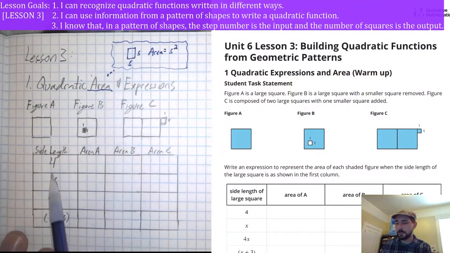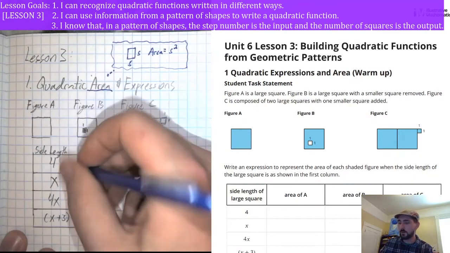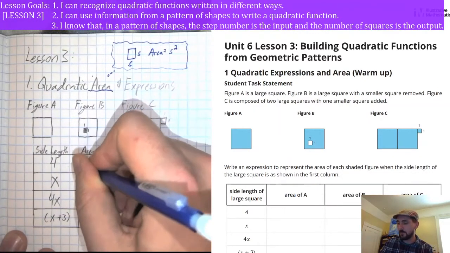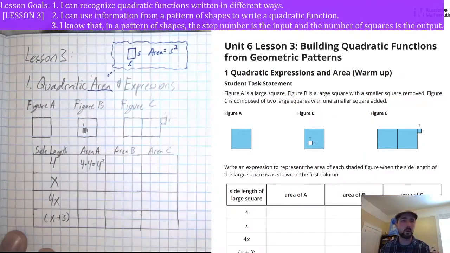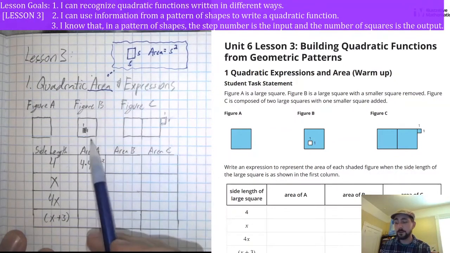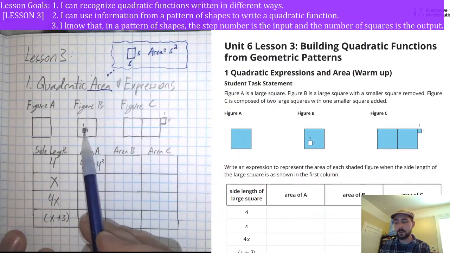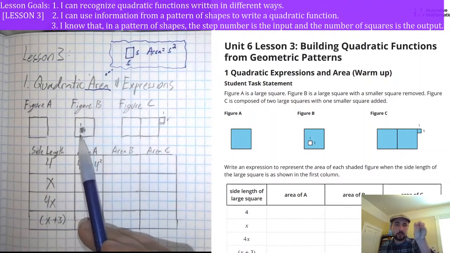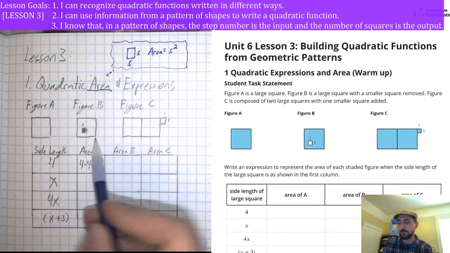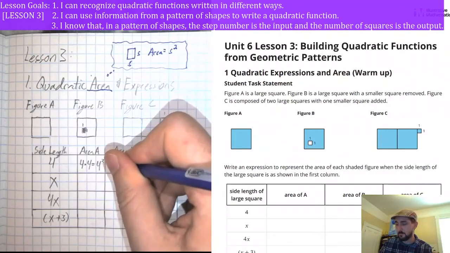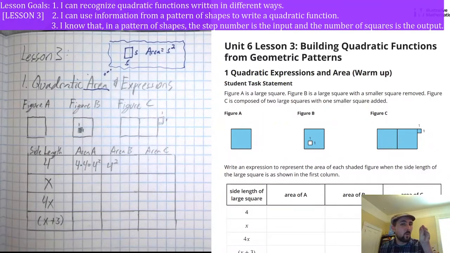Well, in the first one it says the side length is 4. So the area of the first square would literally just be 4 times 4, or you could write this as 4 squared. Great. Figure B is really similar to figure A, except there's this 1 square that's been pulled out of the middle. So we can say that the area for figure B is the same as figure A, 4 squared, except that 1 has been pulled out.